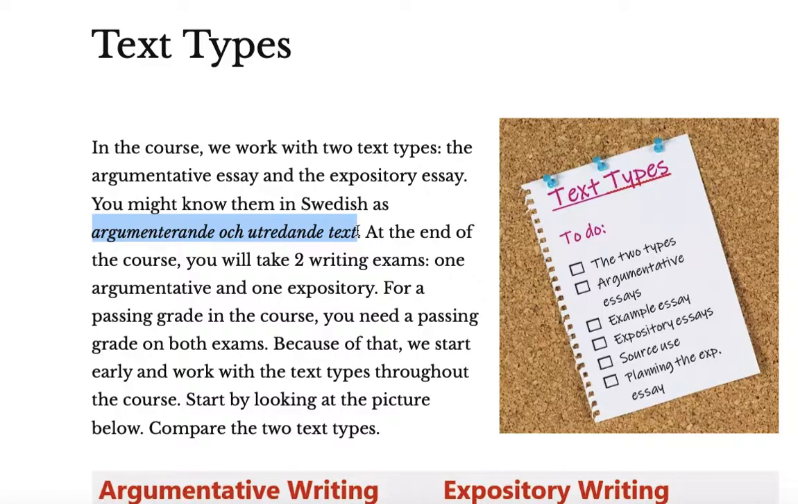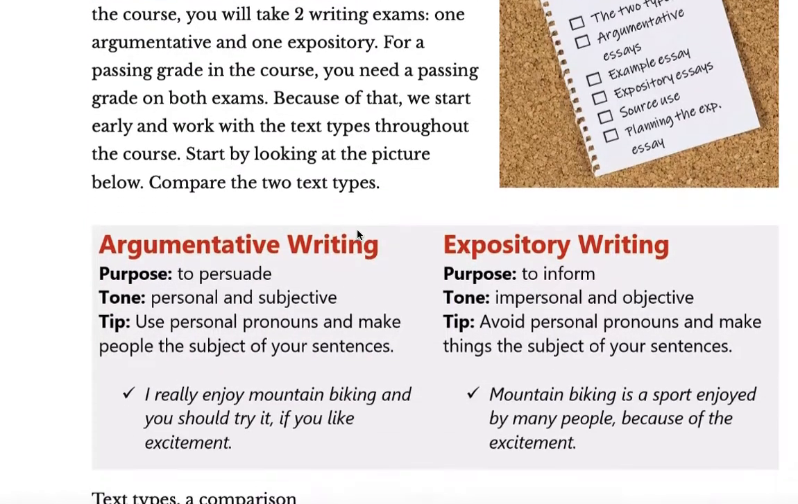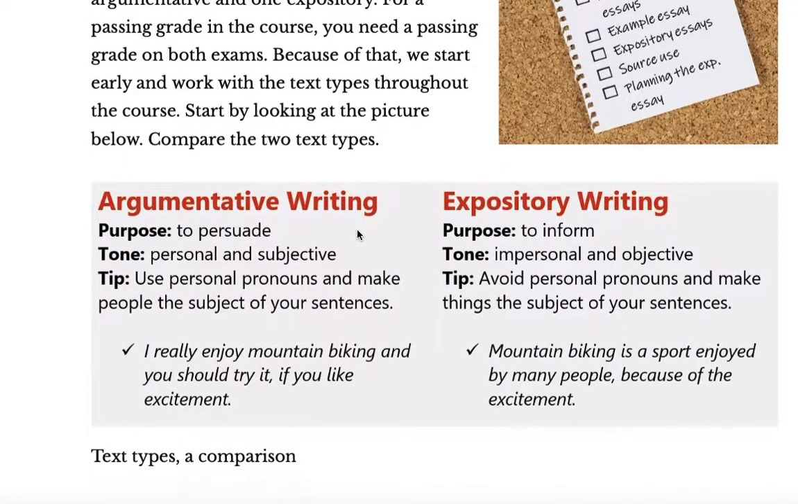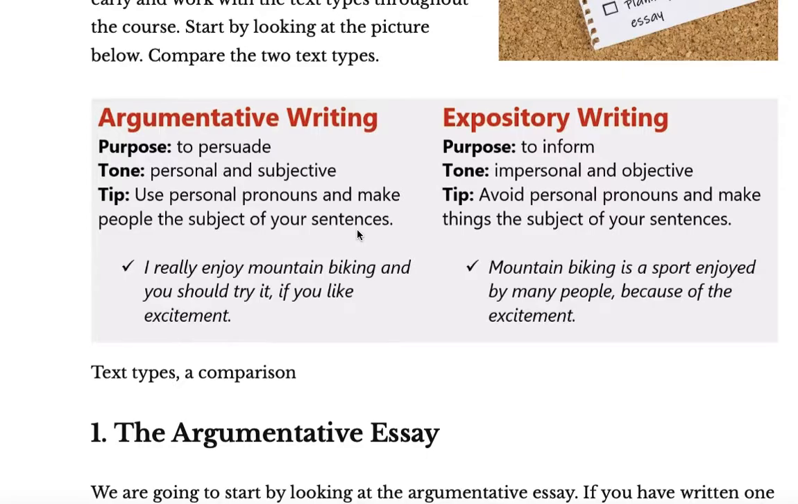So at the end of the course, you'll take two writing exams, one argumentative and one expository, and you'll need a passing grade on both to get a passing grade in the course. So because of that, we start early with text types and we work with this throughout the course. And this is the first time we're working with it, so we're going to do a brief comparison of the two types. Starting with the argumentative essay.